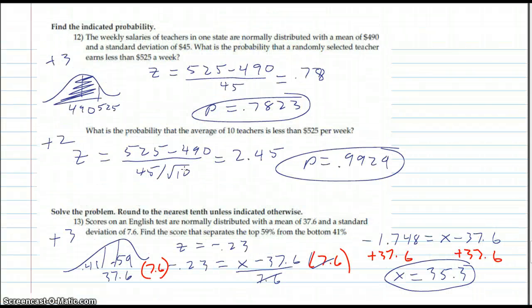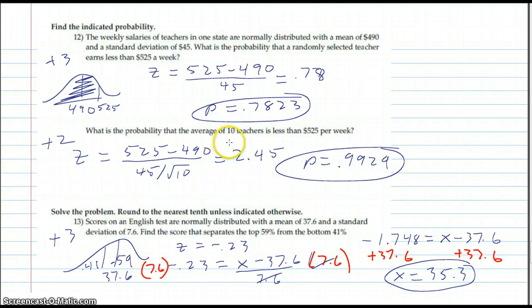On 12, just straight z-score. Find the percentage that earn less than 525. Find the z-score, it's 0.78. What's interesting is if you look up 0.78 on your z-table, that's almost identical to the area to the left. So the probability is about 78% as well.